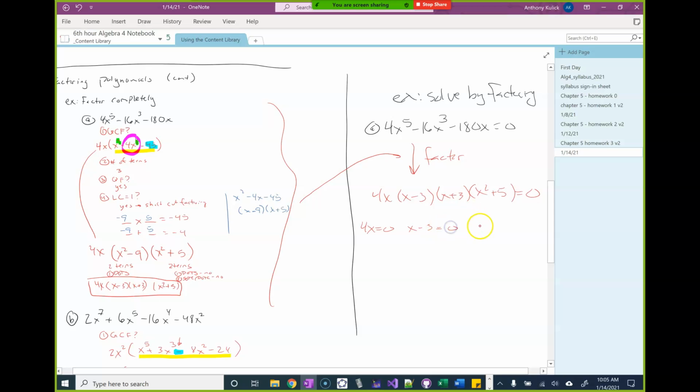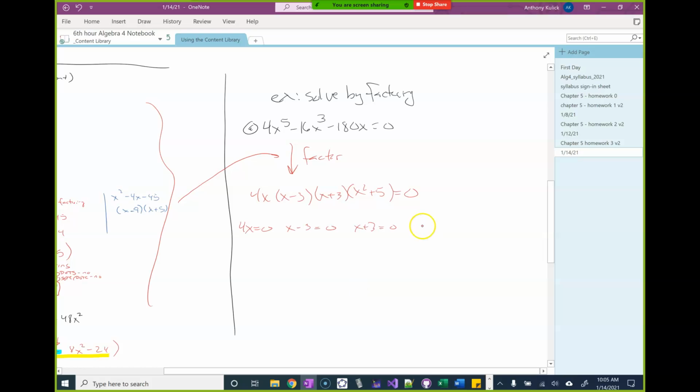So 4x is equal to 0. I'll divide both sides by 4. I get x is equal to 0. x minus 3 is equal to 0. I add 3 to both sides. I get x equals 3. x plus 3 is equal to 0. I can subtract 3 from both sides to get x equals negative 3. And then that last piece, x squared plus 5 is equal to 0.